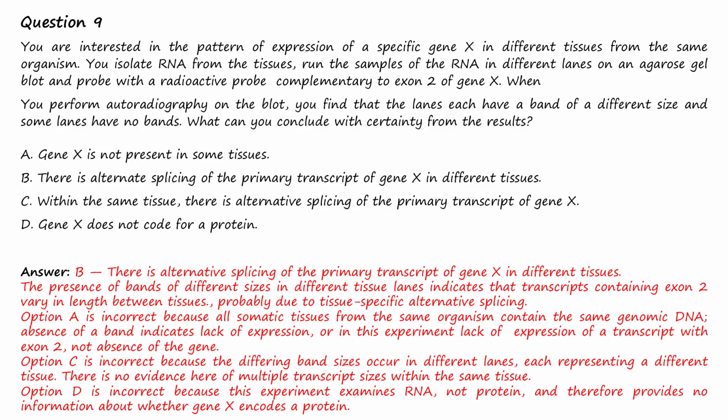The radioactive probe is complementary to exon 2, so any detected band represents an mRNA containing exon 2. The presence of bands of different sizes in different tissue lanes indicates that transcripts containing exon 2 vary in length between different tissues. This difference in transcript size is most consistent with tissue-specific alternative splicing.